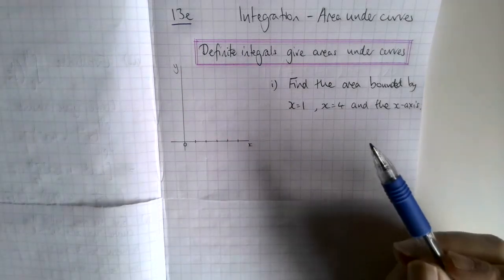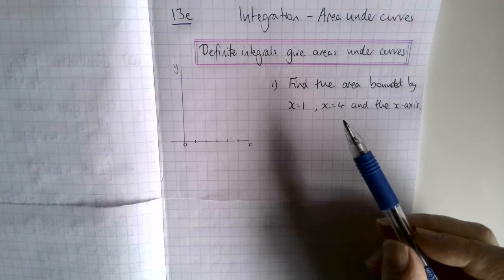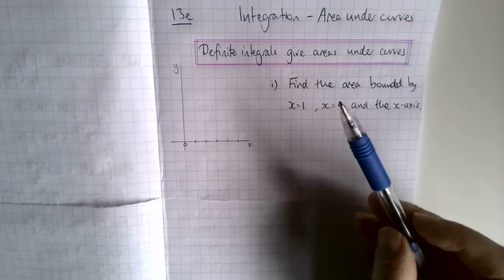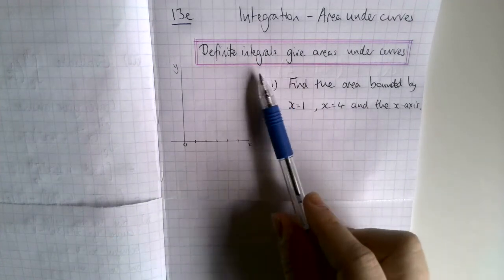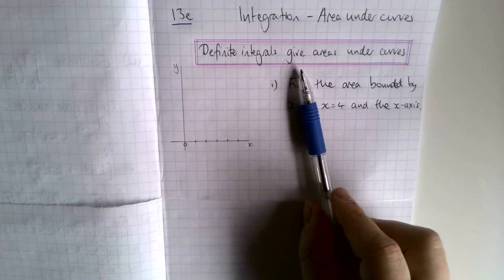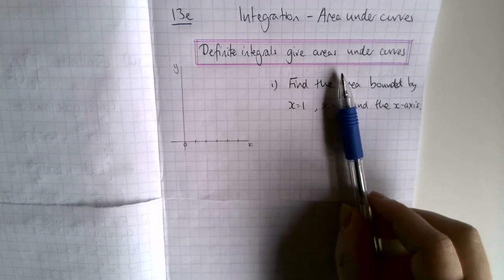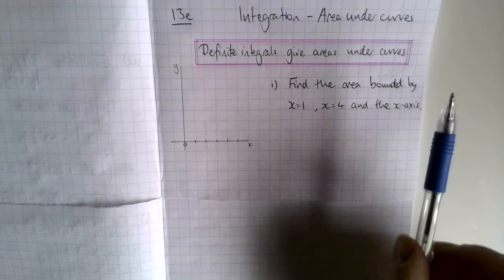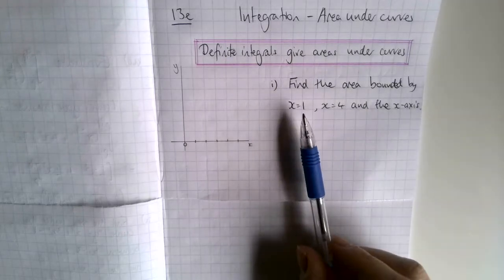We talked about integration as being the antiderivative, so undoing differentiation, but there's another thing it does: definite integrals give areas under curves. I'm not going to explain why that is now, there's a separate video on that, but I'm just going to do examples.